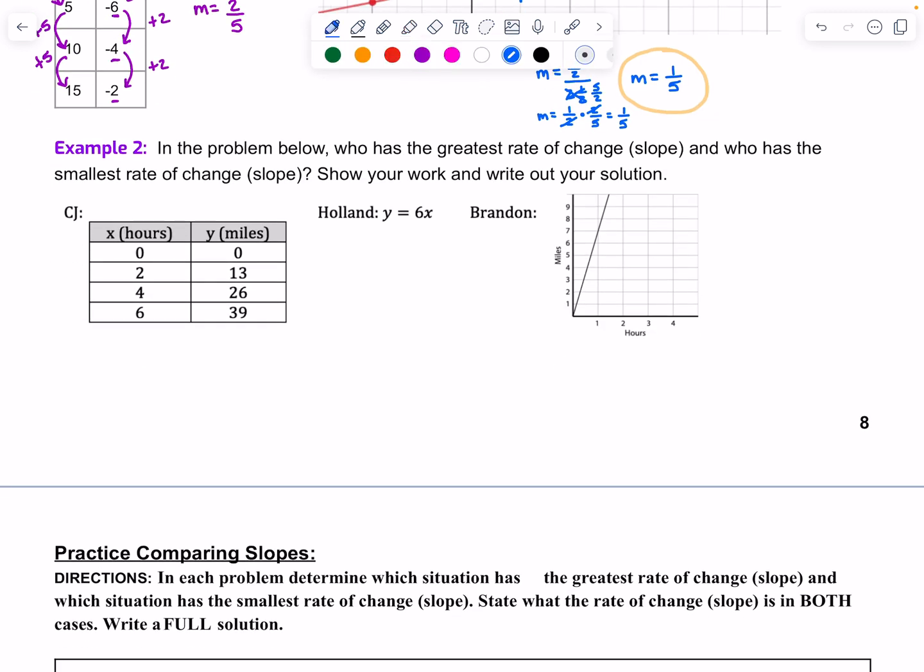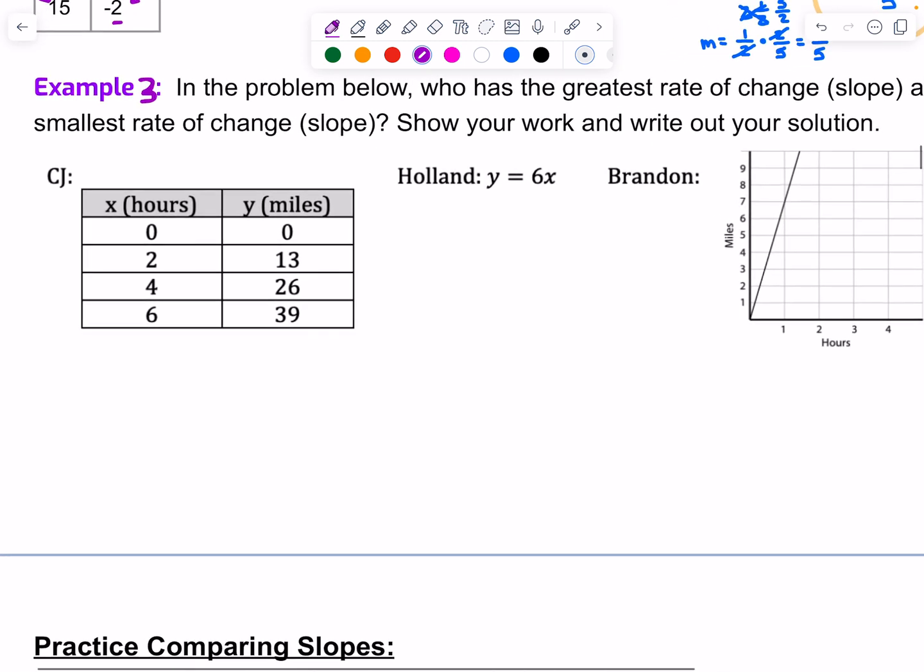This should say 3, so let's make this example 3. In the problem below, who has the greatest rate of change or slope and who has the smallest rate of change or slope? Show your work and write out your solution. So it says, we have CJ, Holland, and Brandon. CJ's in the table, so let's start with picking it out of our table. So our slope is going to be the change in y over the change in x.